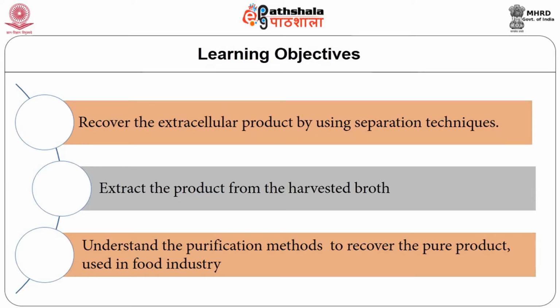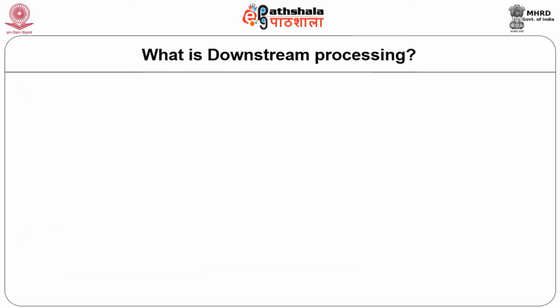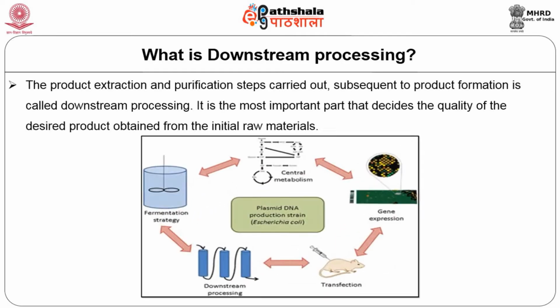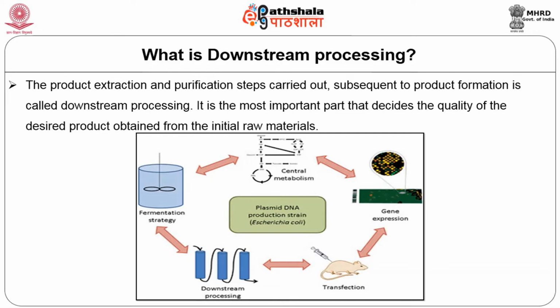After completing the module, you will be able to recover the extracellular product by using separation techniques, extract the product from the harvested broth, and understand the purification methods to recover the pure product used in the food industry. What is downstream processing? The product extraction and purification steps carried out subsequent to product formation are called downstream processing. It is the most important part that decides the quality of the desired product obtained from the initial raw materials.